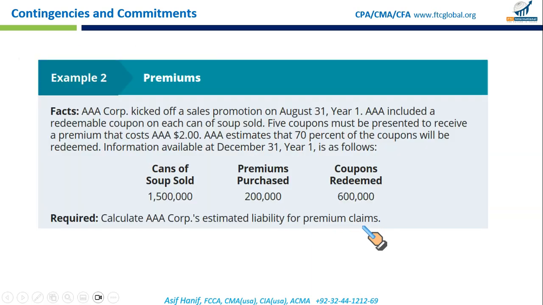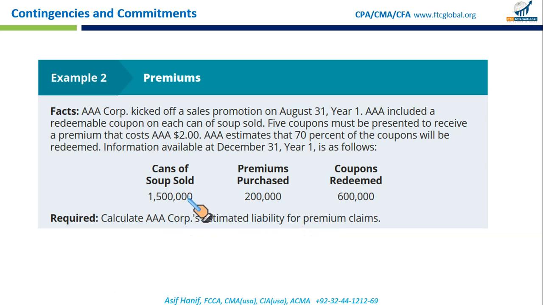Next, we have a good example here. AAA Corporation kicked off a sales promotion on August 31st, year 1. AAA included a redeemable coupon on each can of soup sold. 5 coupons must be presented to receive a premium that costs AAA $2. AAA estimates that 70% of the coupons will be redeemed. Information available at December 31st, year 1 is as follows: 1.5 million coupons sold, premiums purchased 200,000, and coupons redeemed 600,000. Calculate AAA Corporation's estimated liability for premium claims.